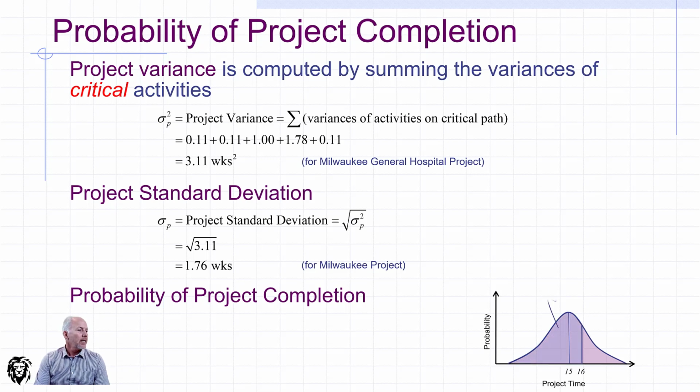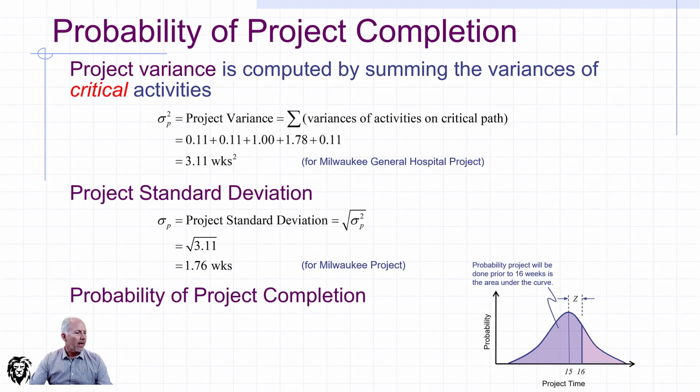And so if we wanted to look, as an example, at the probability that the project would be done prior to 16 weeks, remember 15 weeks is the time on the critical path, so that's the earliest it's going to be finished if everything goes as per our calculated time. And so we want to figure out what the probability is that it will be done at the 16-week timeline.